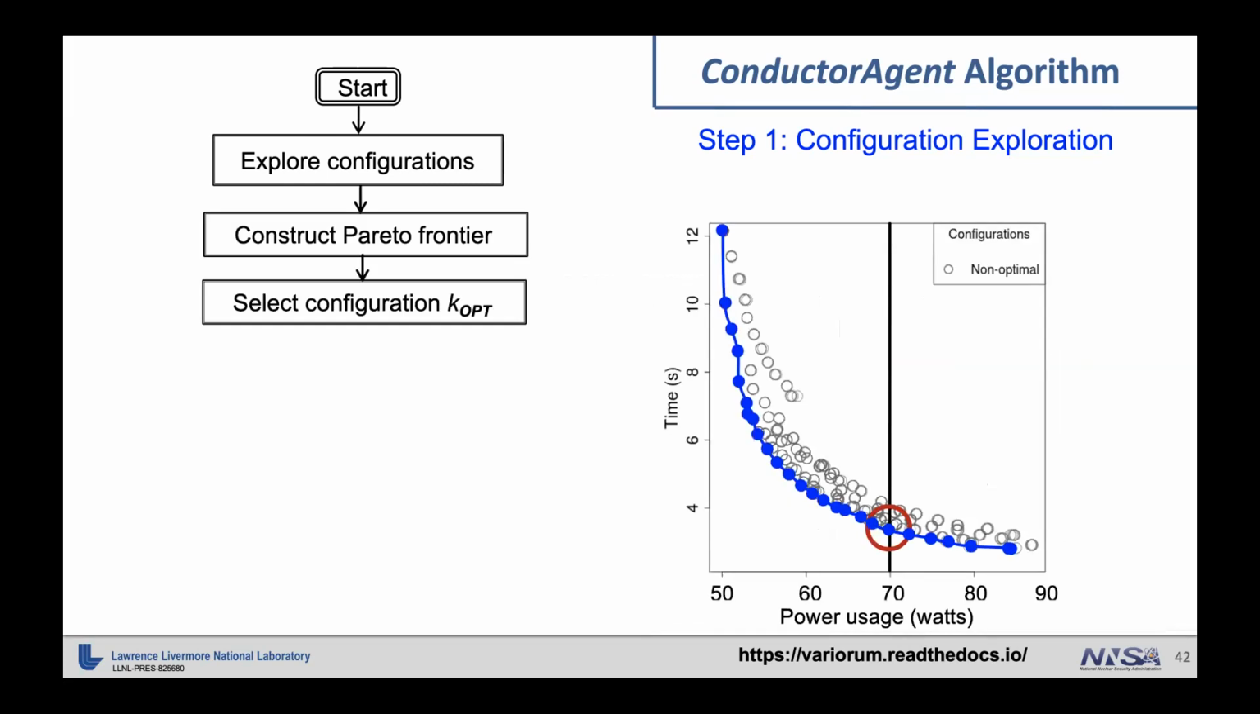Here's a sample scatter plot of that data, disseminated by the all-together operation, for one computation region and all configurations. All configurations on the blue curve are Pareto efficient, which means that all configurations outside or above that curve are power inefficient. For example, with a power constraint of 40 watts, the configuration shown here, at 70 watts, is most efficient. K sub opt is essentially that configuration. Conductor first finds that configuration.